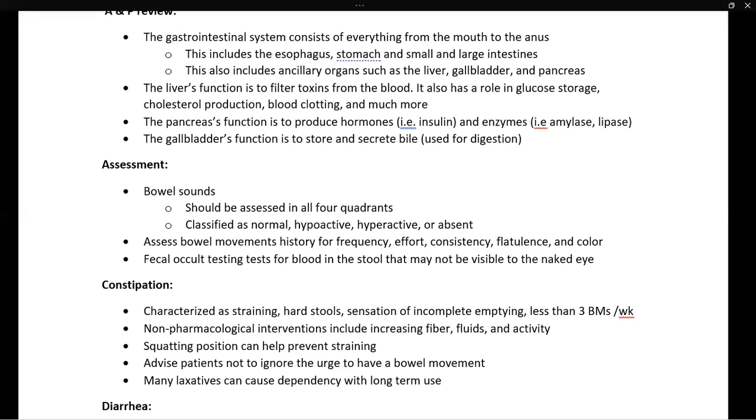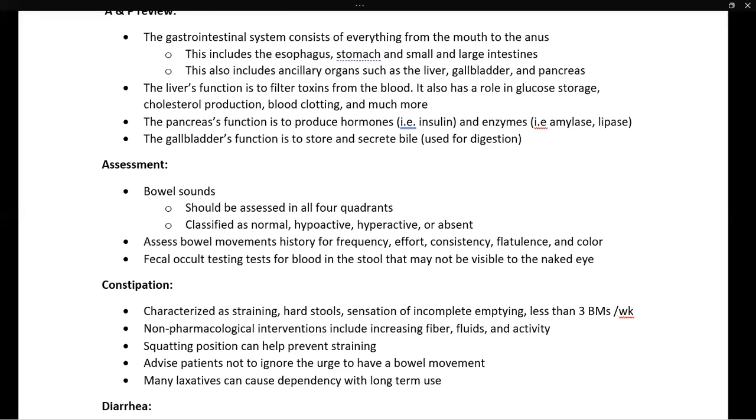naked eye. Let's talk about one of the most common complications with the GI system, and that is constipation. Constipation is characterized as straining, hard stools, a sensation of incomplete emptying, and fewer than 3 bowel movements per week, again, if that is less than the patient's norm.